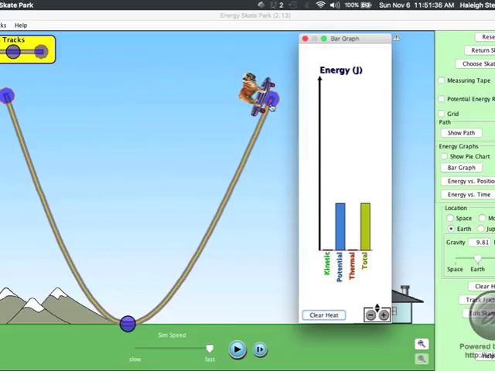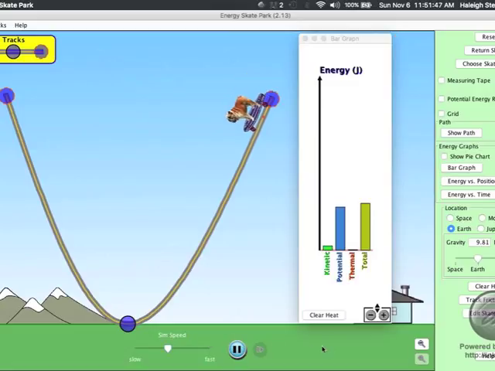So at the top, you can see he has only potential energy. All of his energy is in the form of gravitational potential. And let's slow it down a little bit. As he goes down the ramp, at the bottom of the ramp, he has only kinetic energy. He has a little potential because he's a little bit above the ground here. But both of these bars, the green and the blue, add to our total.